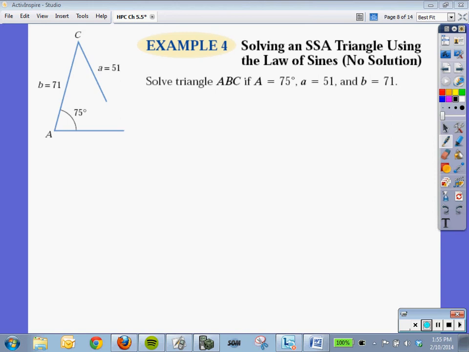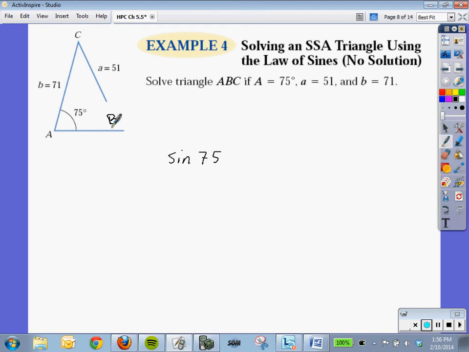Okay, so let's go ahead and set up our law of sines here. And we're going to say that the sine of 75 over 51. I probably shouldn't be writing it this way. Oh my gosh, I can't even go back and erase. I'm sorry guys that are watching. So I take it back.